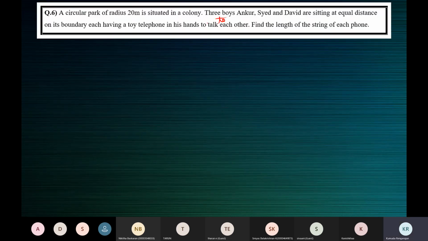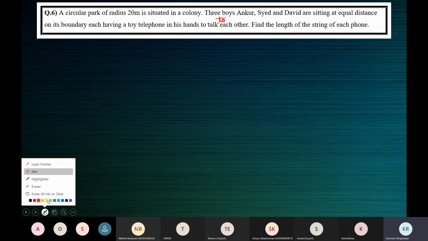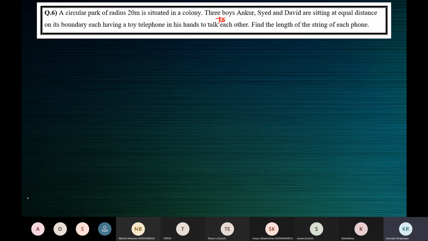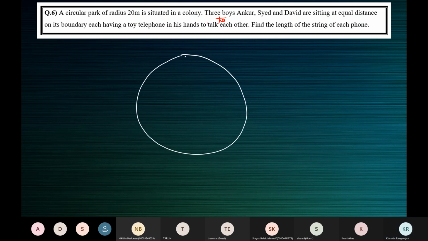All right, children. Again, this answer can be worked in different ways. I think I've chosen the easiest. Let me see if I can make you understand, then it's easy. So again, we have a circular park of radius 20 meters. We'll show the radius.